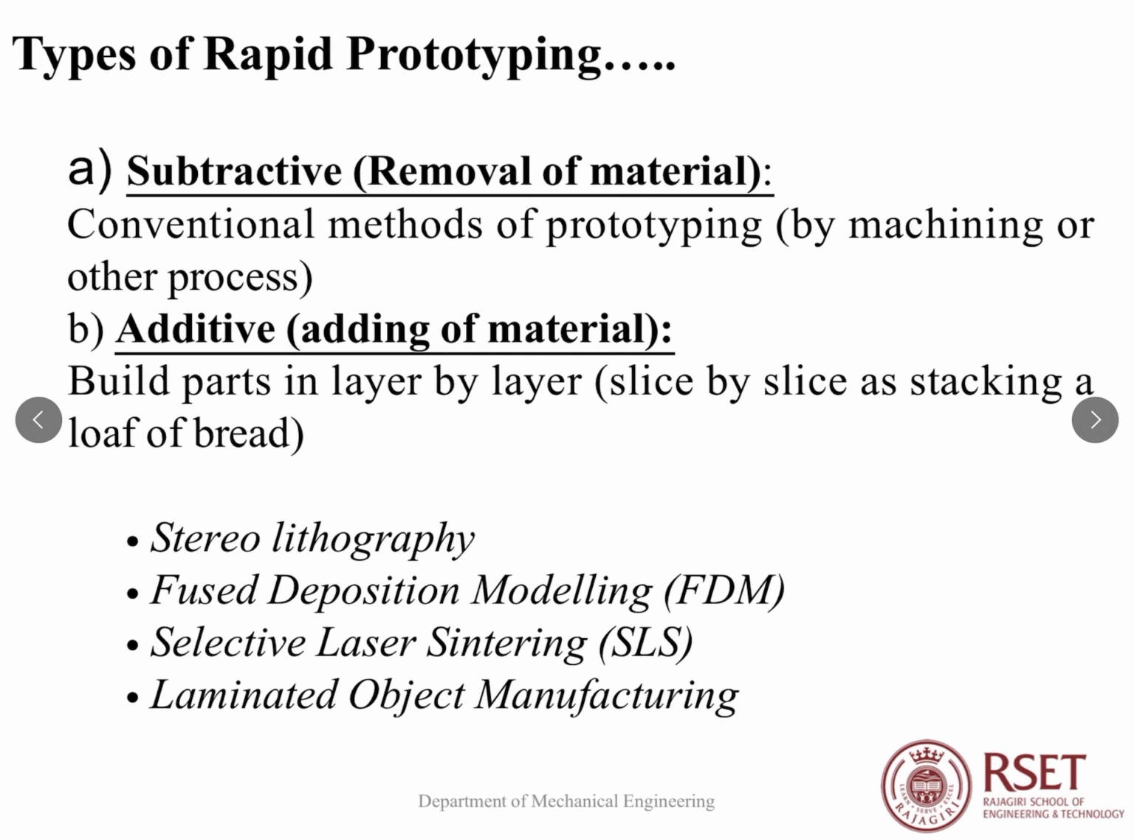Then we have subtractive, where removal of material generally takes place, in metals or machining. Additive is the addition of material, building parts layer by layer, slice by slice, like stacking a loaf of bread. These are examples of additive manufacturing processes: stereolithography, fused deposition modeling, selective laser sintering, laminated object manufacturing.